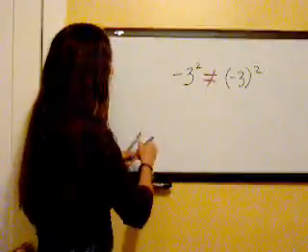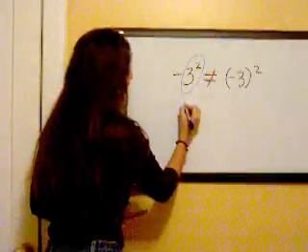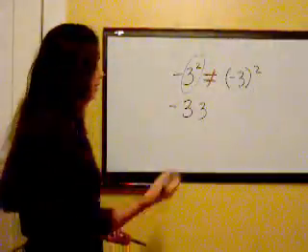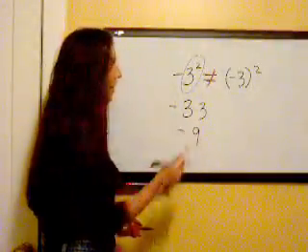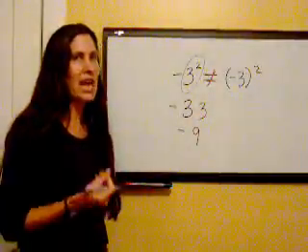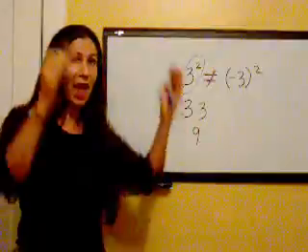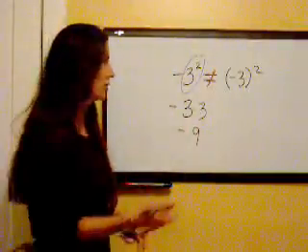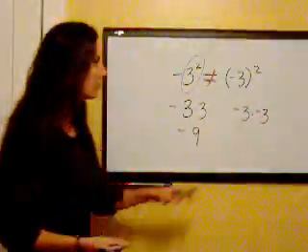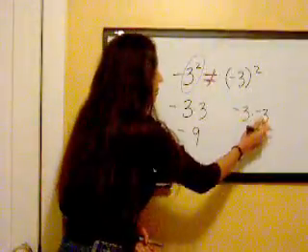So this is 3 squared, 3 times 3, and that answer is going to be negative. 3 times 3 is 9, and that's -9. The other side, once again, ask yourself, what goes with that negative? What goes with that negative is the 3. So everything inside of the parentheses is getting squared. So this is -3 times -3. A negative times a negative is a positive. 3 times 3 is 9.